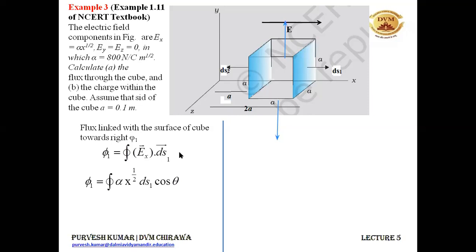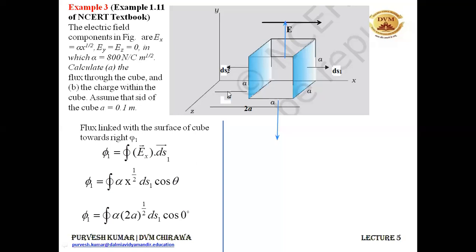It is 0 degree, because the electric field is in this direction towards the right, and the ds1 vector is also in the positive x-axis direction. The angle between the electric field and the ds1 vector comes out to be 0 only. So we can be writing it like this. In place of x, I should be writing 2a, because the distance of this surface from our origin is 2a.